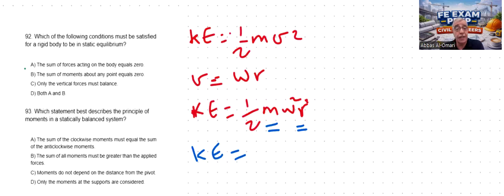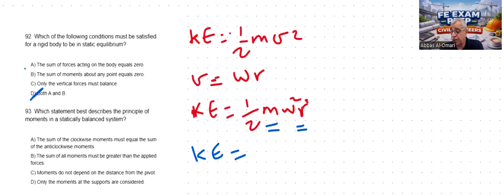The sum of moments acting on the body equals zero, this is also correct. Only the vertical forces must be balanced, this is not correct. So the answer is D, both A and B. This is the correct answer, which is A and B. The summation of forces should be zero, and the summation of moments should be zero.